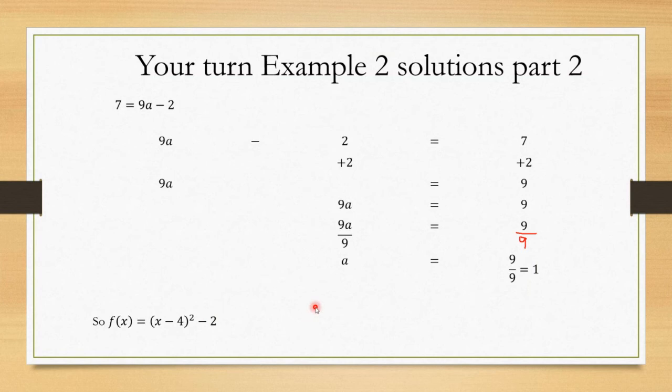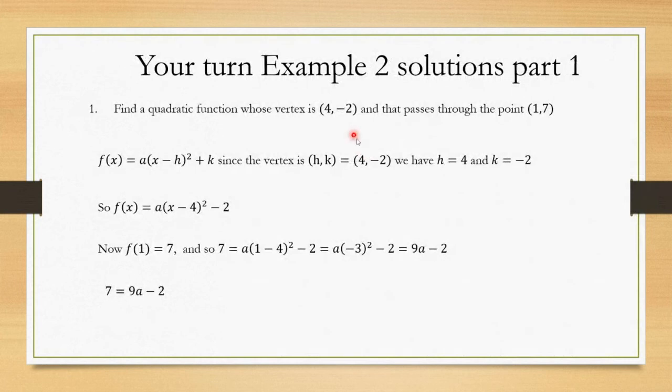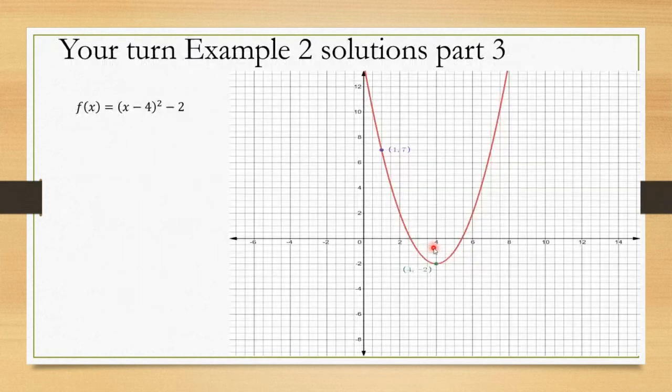And as a check, we can graph it, and you can see, yeah, the vertex is in fact (4, -2), and it passes through the point (1, 7). So we're good. All right. Any questions on that?